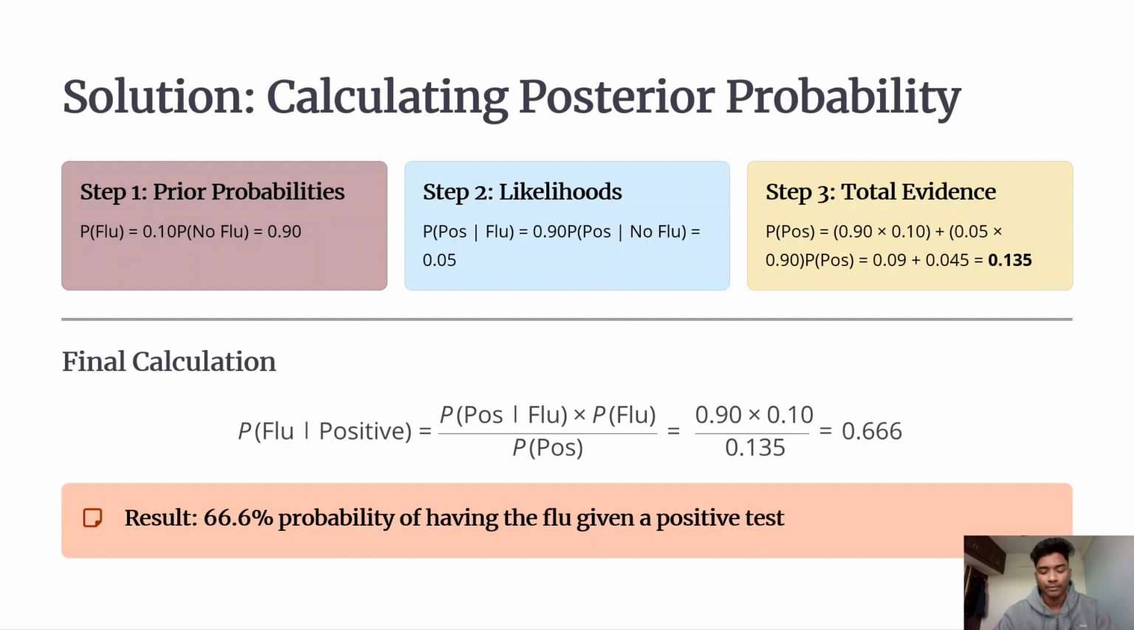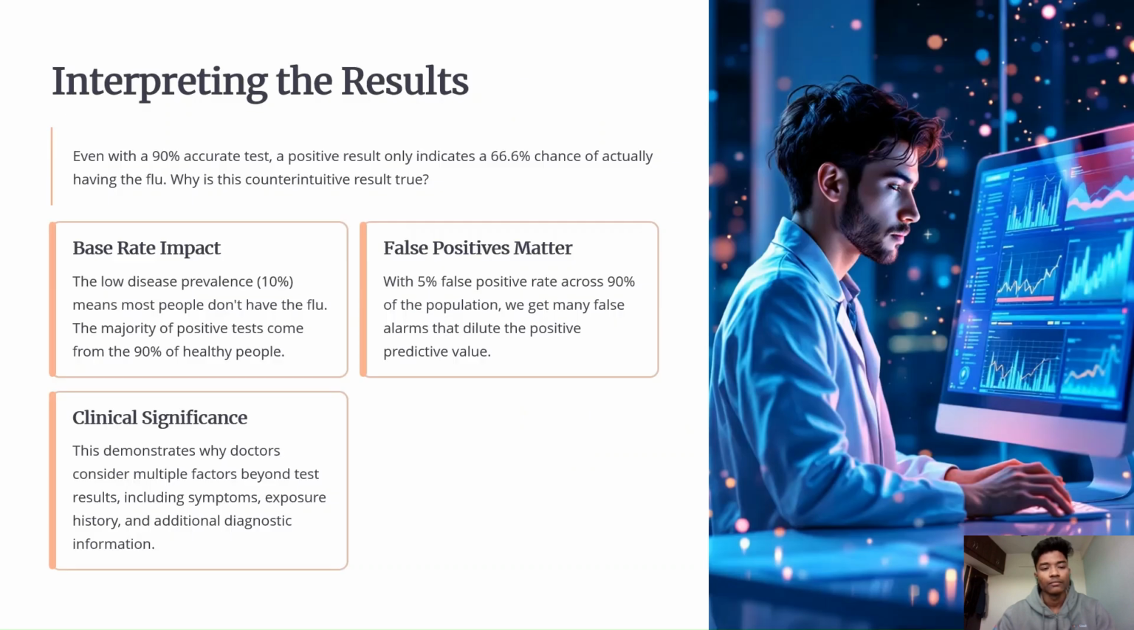Now let's interpret the results. The result is surprising for many people. You might think a 90% accurate test should give a 90% chance of having the flu, but here's why it doesn't. First, base rate matters. Only 10% of the population has the flu. So even a small false positive rate creates many false positives among healthy people. Second, false positives add up. 90% of people don't have the disease, so a 5% false positive rate creates more false alarms than true positives. Third, real world insight. This is why doctors never rely on just one test. They also look at symptoms, medical history, and other tests.